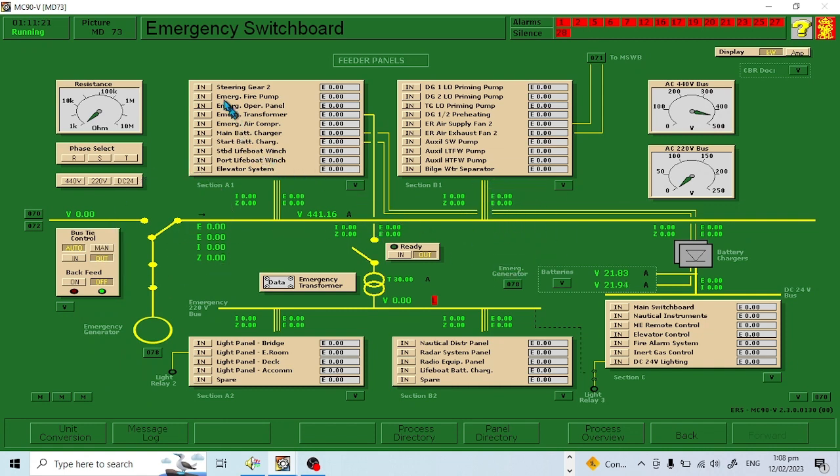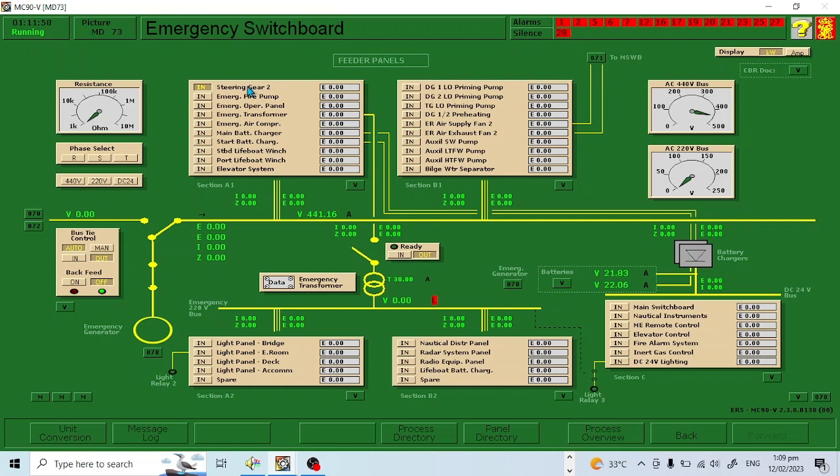As you can see, there are circuit breaker on these feeder panels. The first one is the steering gear 2. This is being called emergency generator because in case of blackout, this generator will supply power into our steering gear. So we will close this circuit breaker. Now in case of blackout, the ships can still control the direction of our ship's movement until the problems were rectified by the engineers.